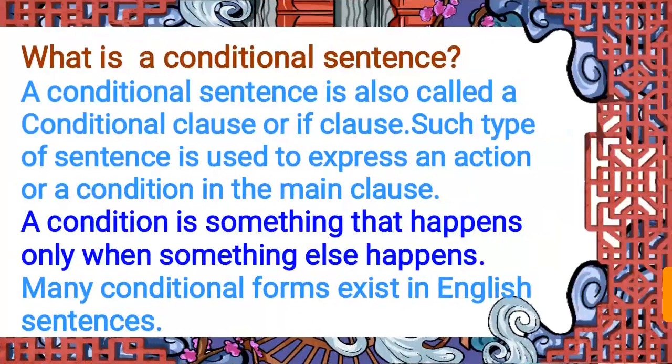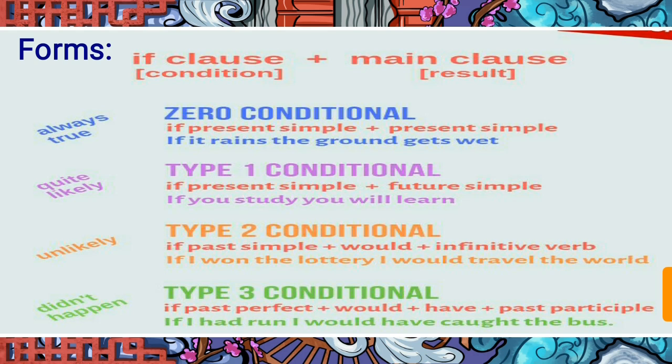First of all, we must clearly know what a conditional sentence is. A conditional sentence is also called a conditional clause or if clause. Such a sentence is used to express an action or a condition in the main clause. A condition is something that happens only when something else happens. Many conditional forms exist in English sentences. Let's have a look at the different forms. You can see zero conditional, type 1, type 2, and type 3 conditional. And all of these different conditionals are used for different occasions.